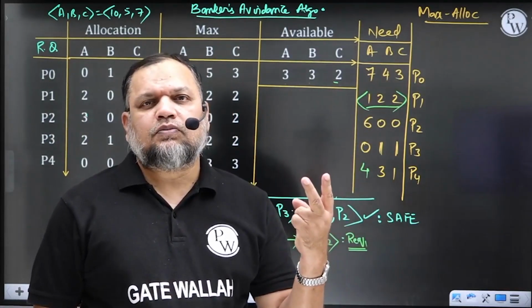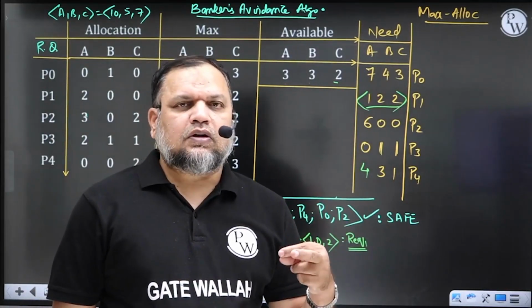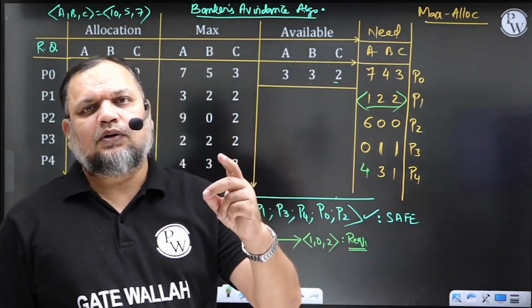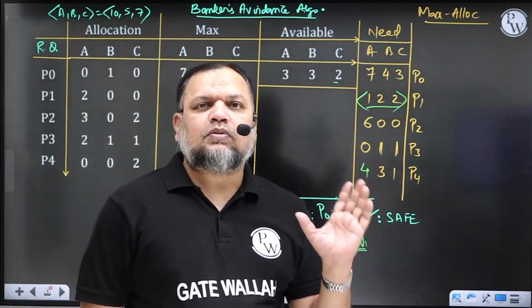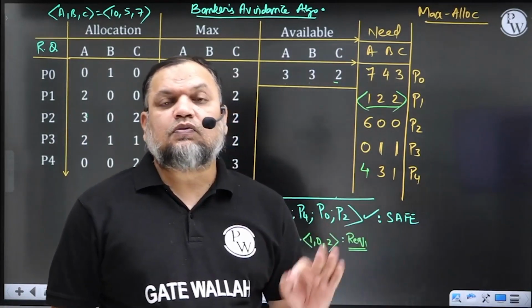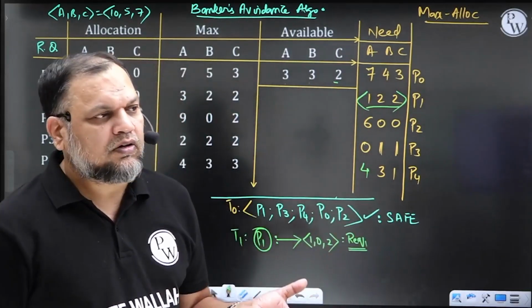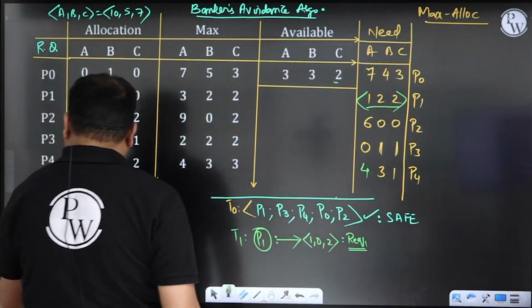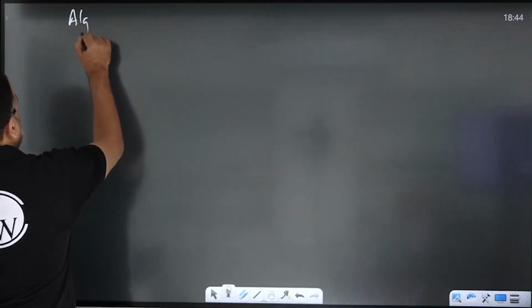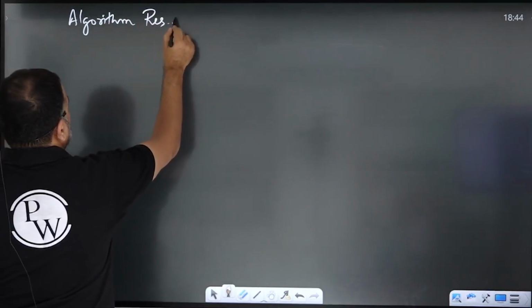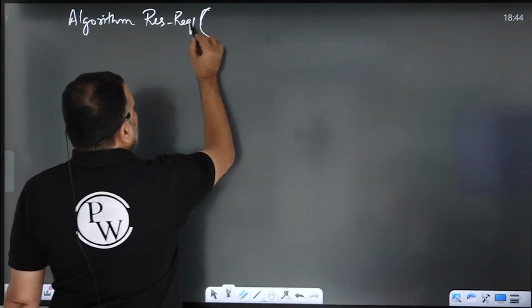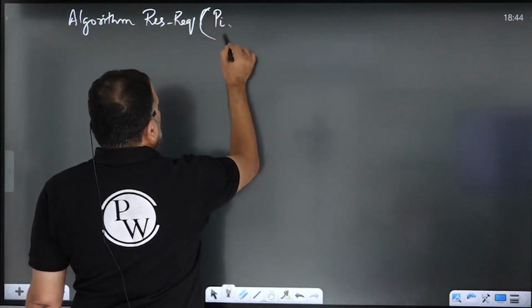There are 2 algorithms in banker. Number 1, safety algorithm. Number 2, resource request algorithm. The resource request algorithm is the main algorithm to decide whether the request of any process should be granted or not. So let us write the resource request algorithm here. Please see, I am writing the complete algorithm. Algorithm: resource request, initiated by process I.